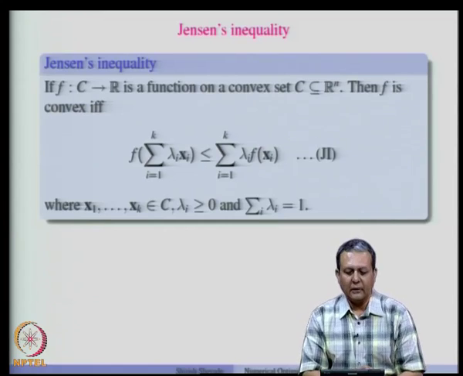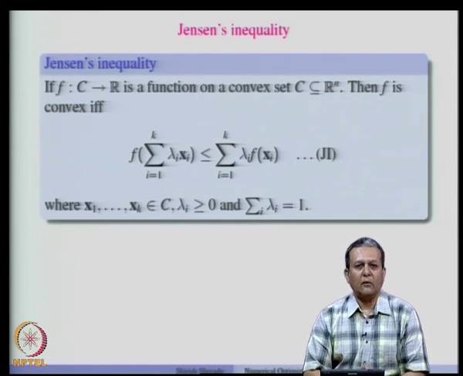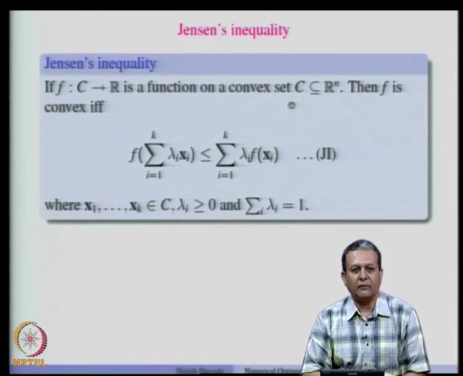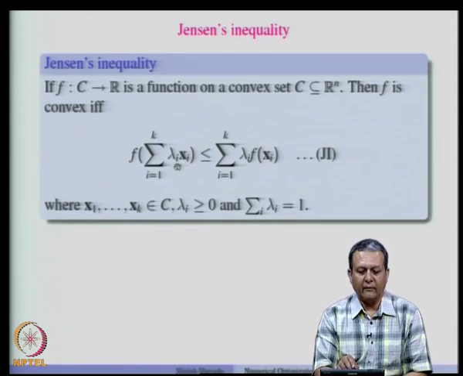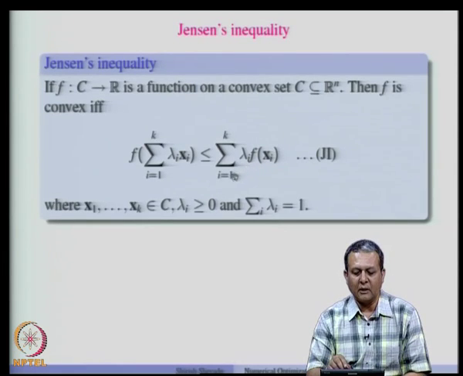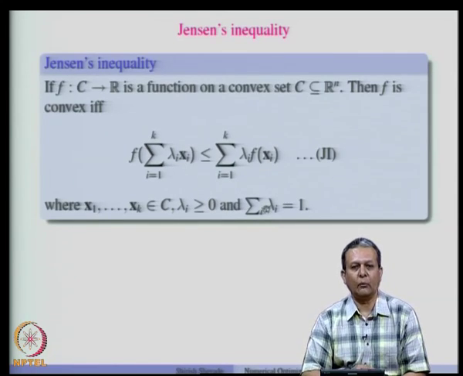Now, let us look at an important inequality called Jensen's inequality. Let f be a real valued function defined on a convex set C, which is a subset of R^n. Then f is convex if and only if f of sigma lambda_i x_i is less than or equal to sigma lambda_i f of x_i. This is Jensen's inequality, where x_1 to x_k are from the set C, and the lambda_i's are non-negative and the sum of the lambda_i's is 1.